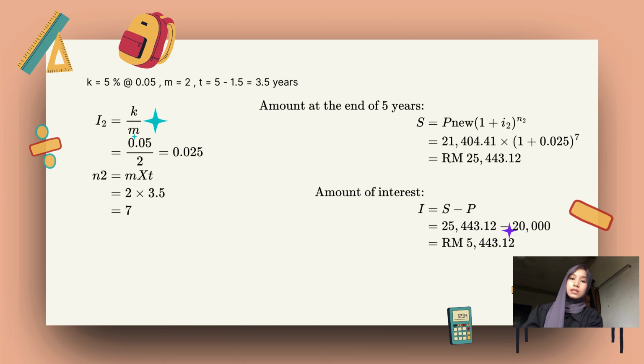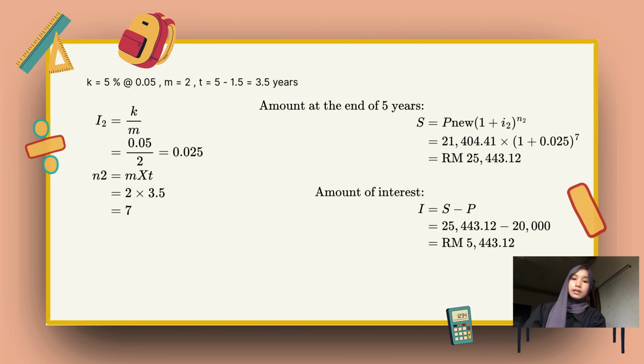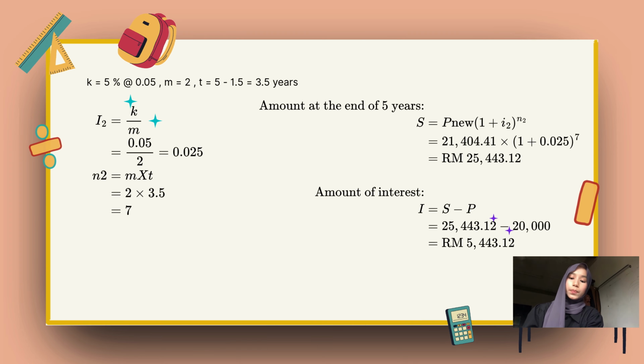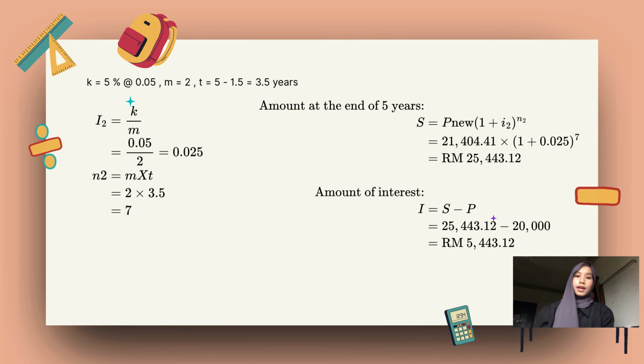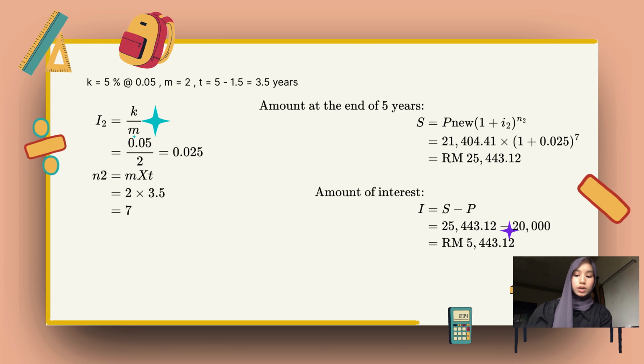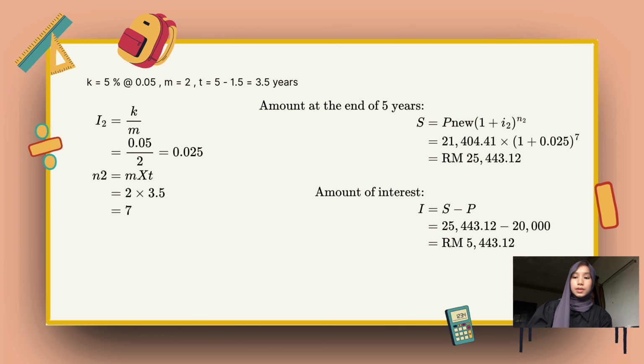We will use the formula S equals P bracket 1 plus i, with the bracket to the power of n. So our P is 20,000, and 1 plus 91 over 8,000 to the power of 6. And the answer is 21,404.41 cents. So we will conclude it as our new P.